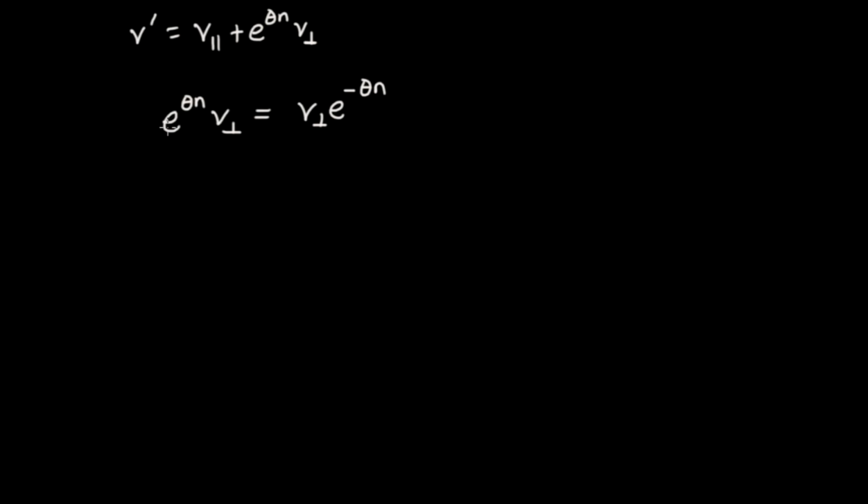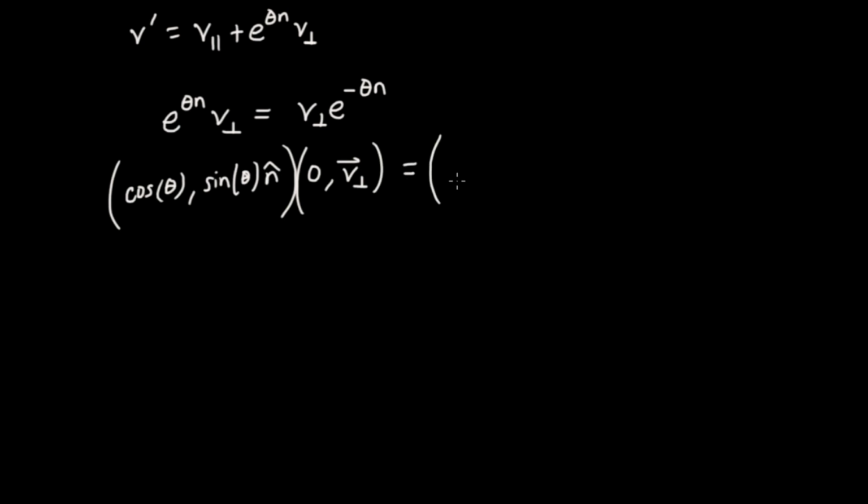Let's write everything out, starting with the left-hand side. So what is e to the theta n? I'm actually going to write this in a more compact form, the scalar vector form. So the scalar part is going to be cosine theta, and the vector part is going to be sine theta times n hat. That's that first quaternion. Now v perp is just 0, v perp. And then on the right-hand side, I have the same thing, 0 v perp.